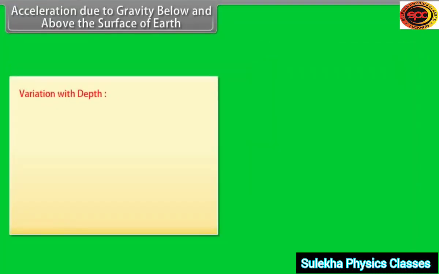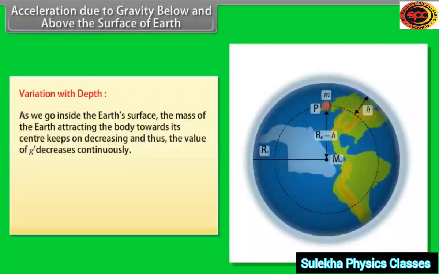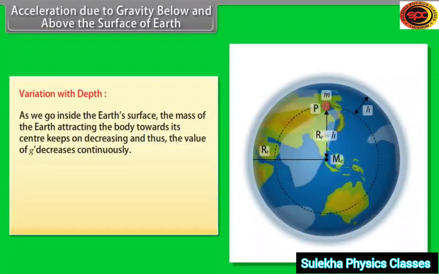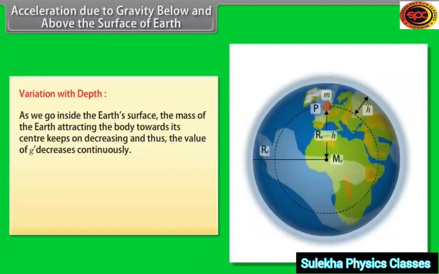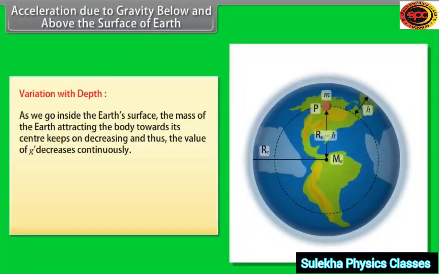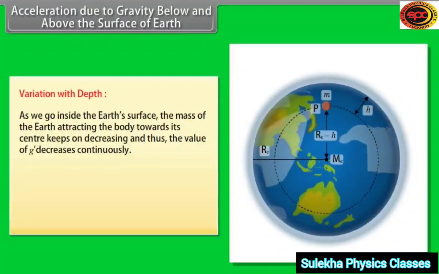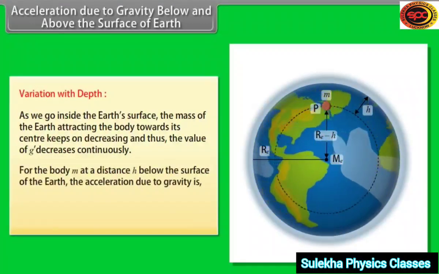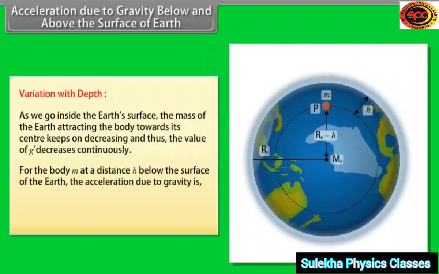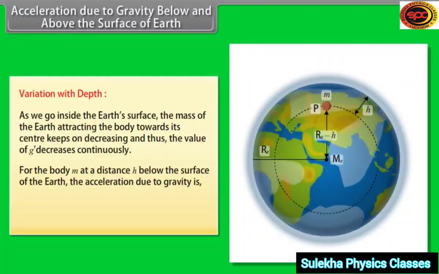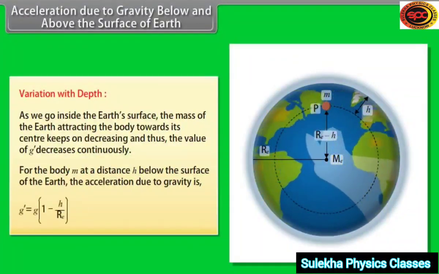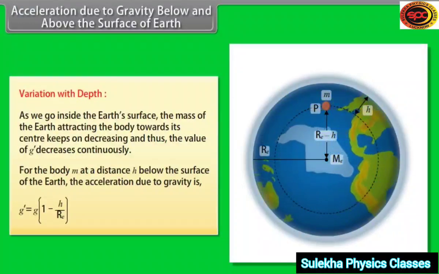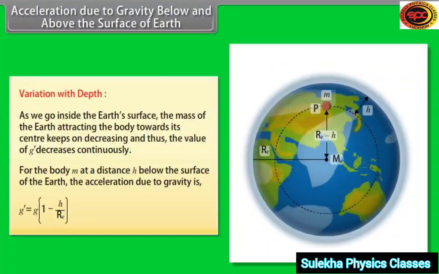Variation with depth. As we go inside the Earth's surface, the mass of the Earth attracting the body towards its center keeps on decreasing, and thus the value of g decreases continuously. For a body of mass m at a distance h below the surface of the Earth, the acceleration due to gravity is g' = g (1 - 2h/Re).